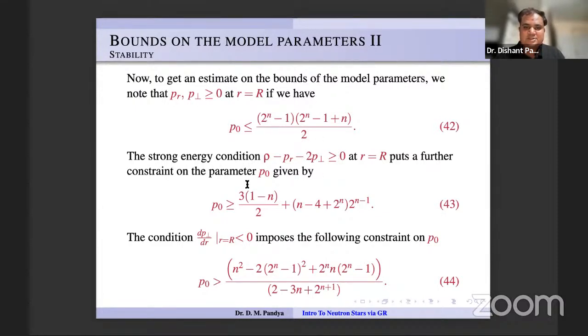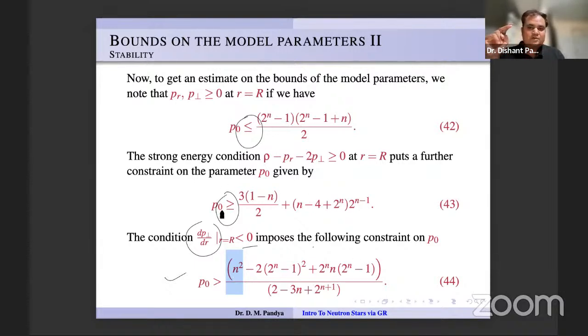Similarly, the strong energy condition will give you another criterion, equation 43. You can see here the change of sign: this is less than or equal to, this is greater than or equal to. And therefore P naught is greater than or equal to this and less than or equal to this. One more thing: you have the condition dP_perp/dr at the boundary r equal to R, which should be less than 0. Once you impose this condition on your expressions, you will have another expression, P naught greater than this condition.